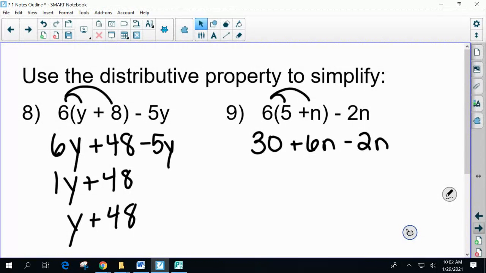So right now I would take care of my n's first. So 6n minus 2n is 4n, and then I have 30 left. What sign goes with 30? A plus. So plus 30. If you had it the other way and had 30 plus 4n, that's not wrong either. So either one would be okay.